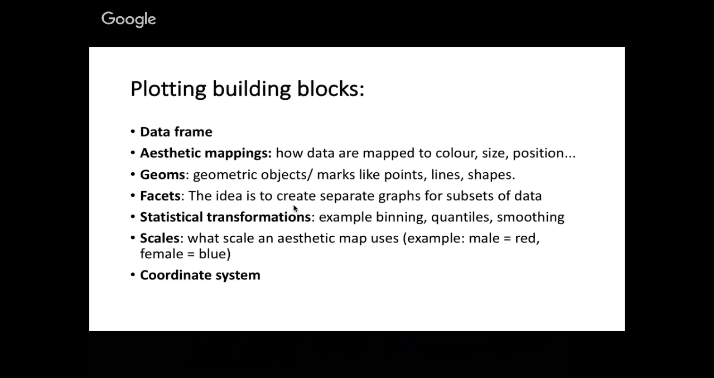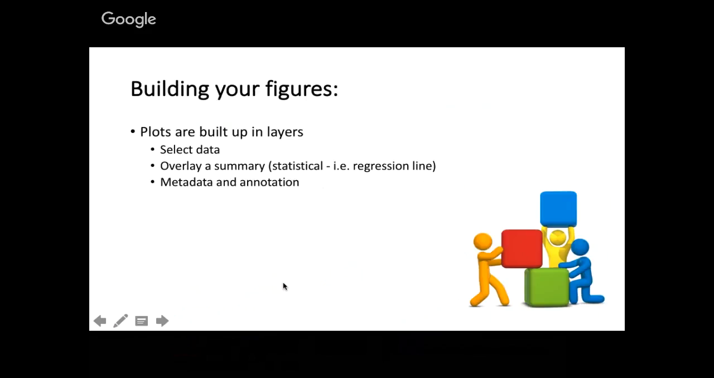Obviously you need your data, and at this point you'd want your data to be cleaned up and ready for plotting analysis. And then there's aesthetic mapping, so how data are mapped based on color, size, position. Geom, so geometric objects or marks like points, lines, and shapes. Facets, which separate the data into subdata when you're creating your figures. Statistical transformations, scales, and coordinate systems.